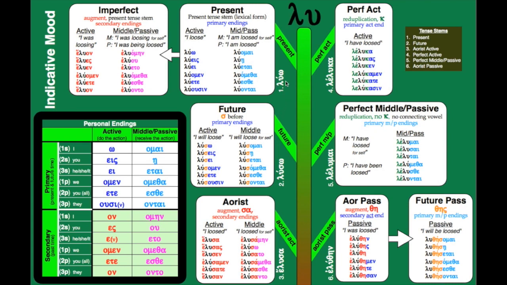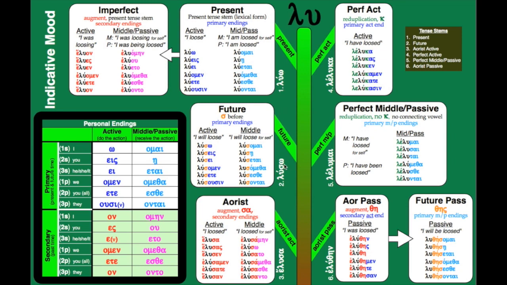So the present tense stem is regular. It's just the present tense stem and the primary endings, so luo. And then we get luo, lueis, luei, etc. And then the middle passive, luomai, luei, luetai, etc. Now, the imperfect is actually not a tense stem. It's built off of a tense stem, okay? So we know to get the imperfect, we just add an augment to the present tense stem and the secondary endings. So that's how we get the imperfect. But the imperfect is not listed here as a tense stem. It's built off of the present tense stem, okay?